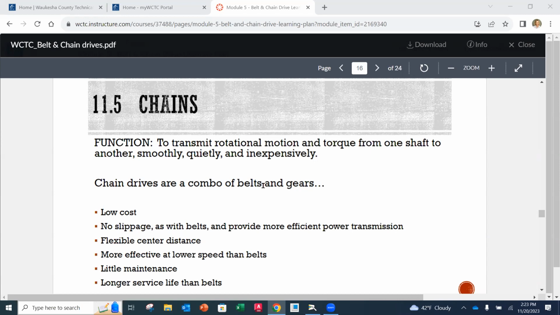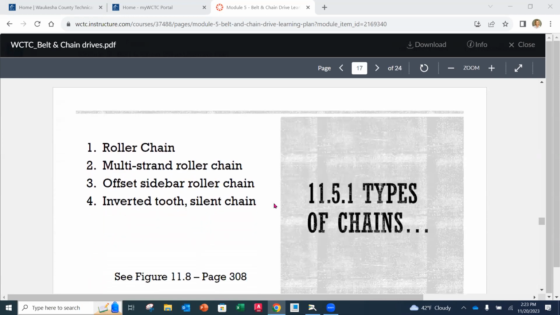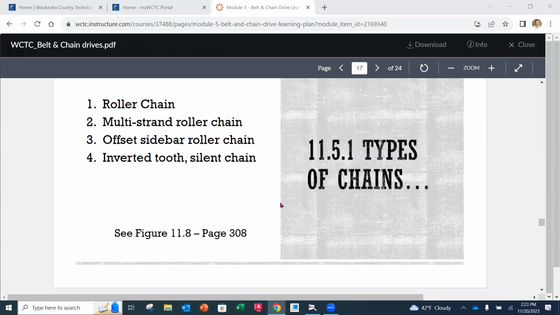All right. There's also little maintenance, just like it was for the belt drives. And then we do have a longer life than our belts, just because now we're made out of metal. Okay. And so it's gonna be able to last longer as long as we maintain them properly.